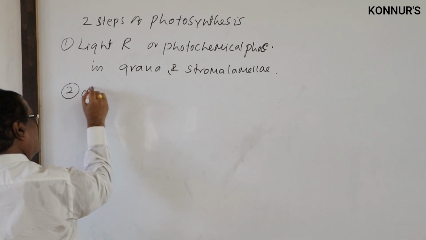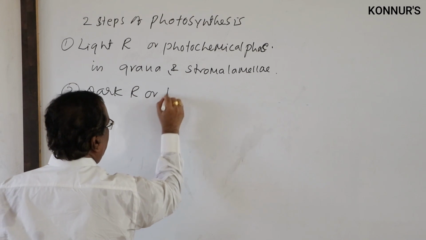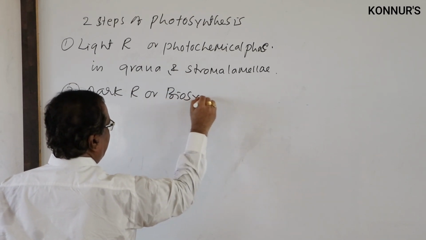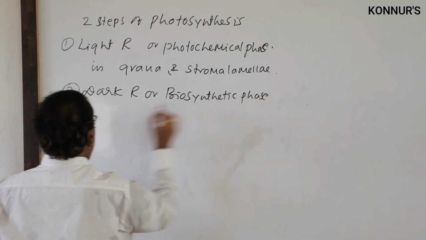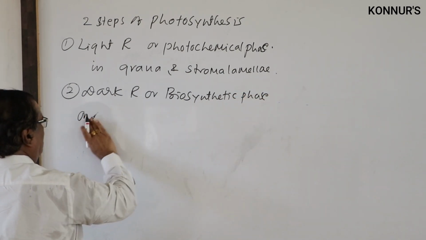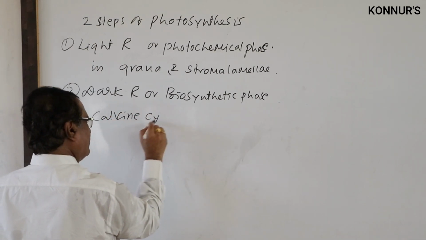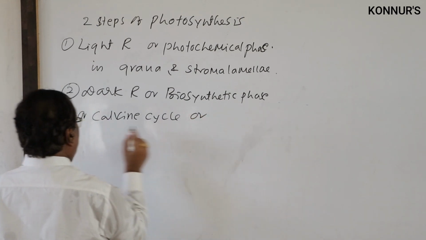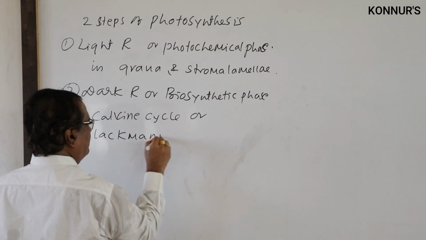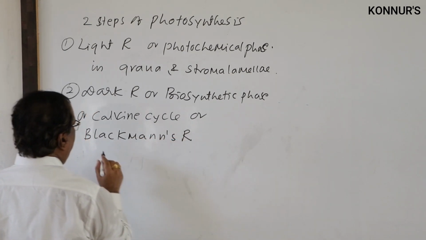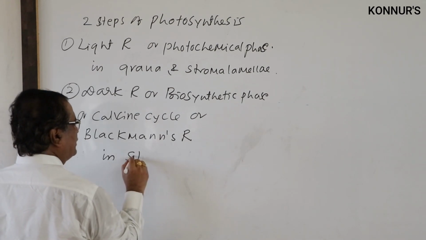The second one is dark reaction. It is also named biosynthetic phase or Kelvin cycle. Even it is said to be Blackman's reaction. And it takes place in the stroma.